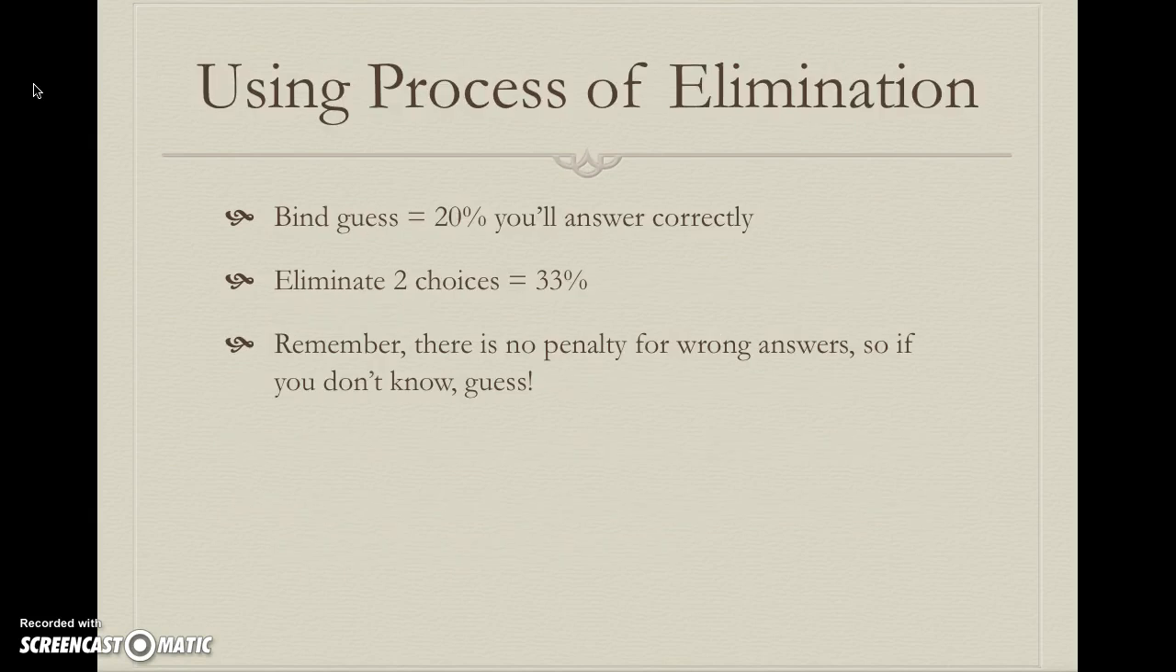Process of elimination is really important to keep in mind. Remember that there is no penalty for a wrong answer. This is not the SAT. So if you don't know, go ahead and guess. If you do a completely blind guess and have absolutely no clue as to what the answer is, you do have a 20% chance of getting the answer correct. And if you can eliminate just 2 choices, then you have a 33% chance of guessing correctly. You might as well try because it could always be in your favor. That is a 1 in 3 shot.